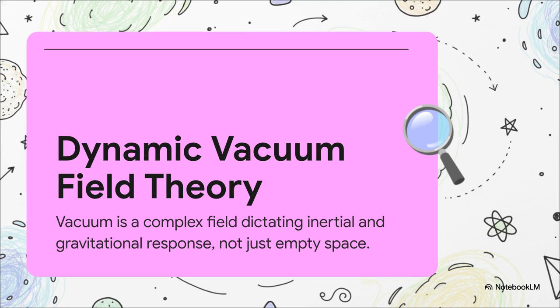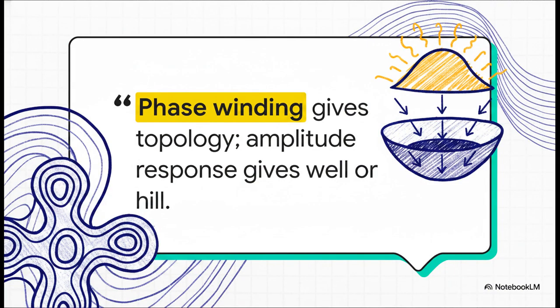In this theory, spatial gradients, meaning changes in the vacuum's amplitude, are what actually create the physical effect we feel as gravity. Satish Thorway actually summed up this crucial point perfectly. He wrote, "Phase winding gives topology. Amplitude response gives well or hill."